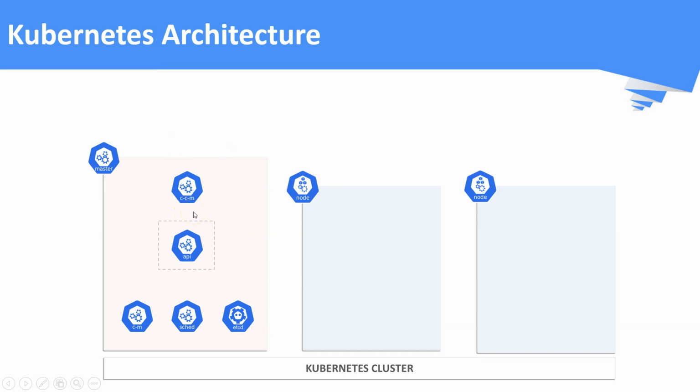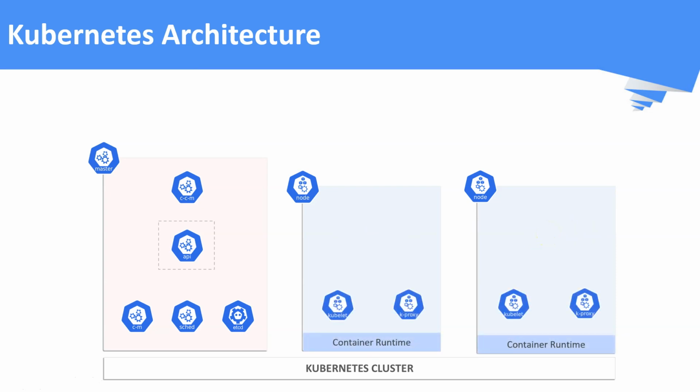The cloud controller manager is an optional component which is used when using cloud-based Kubernetes clusters. On the other hand, worker nodes are responsible for running the actual workloads or applications in the form of containers. Based on your workloads, you can spin up as many worker nodes as you want. The worker nodes contain kubelet, kube proxy, and a container runtime. The container runtime is used to run the actual containers or workloads.